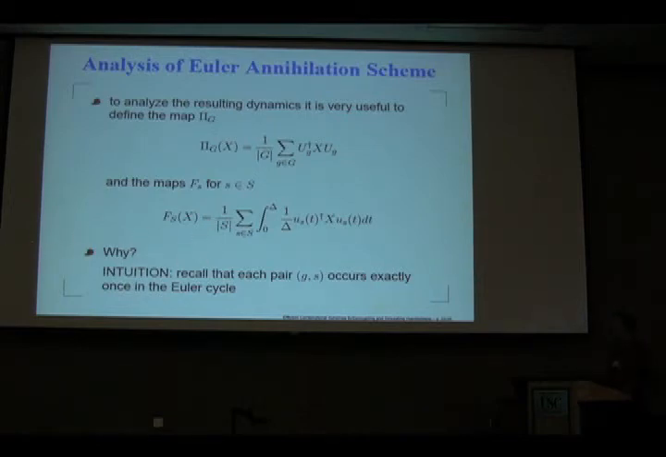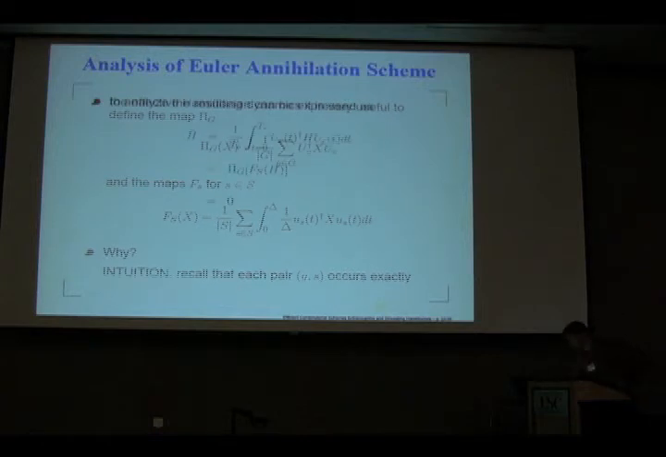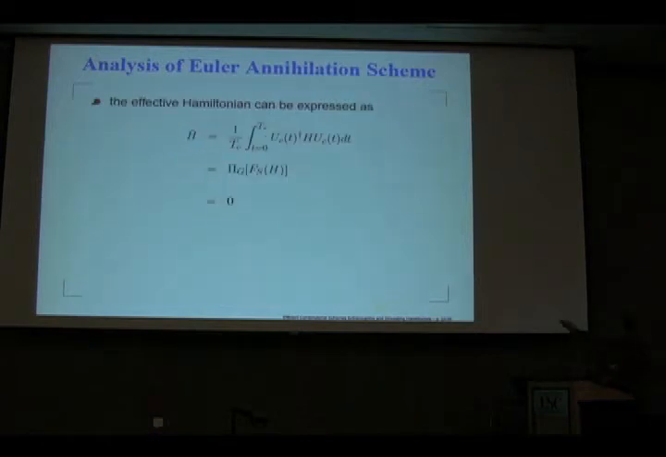Why? It's not too difficult, but it's a lot of notation. You have to look at it carefully, but the intuition is that each pair G, S occurs exactly once in the Euler cycle. So when we look at the resulting time evolution, we're going to be able to group it according to group elements and also to these generators. Now what one can show is that the effective Hamiltonian can be written as this concatenation of these two quantum operations.